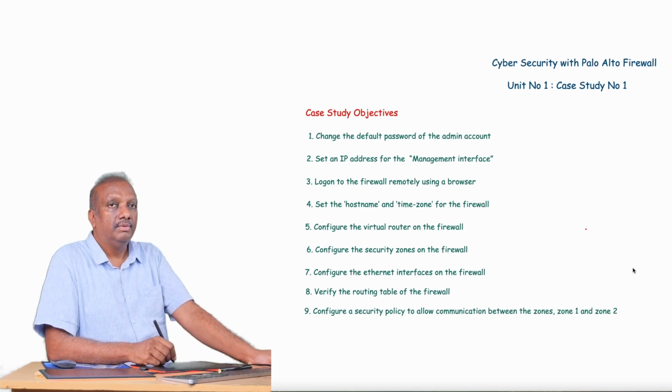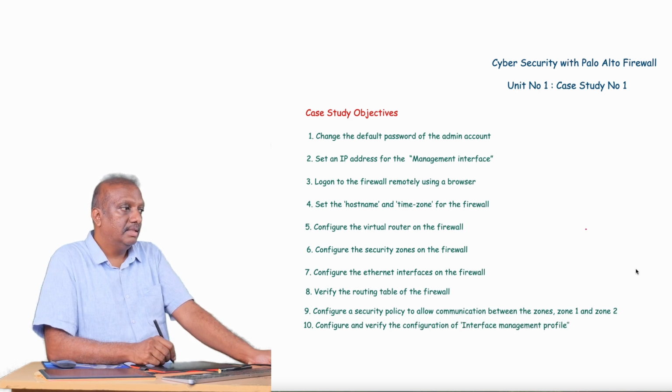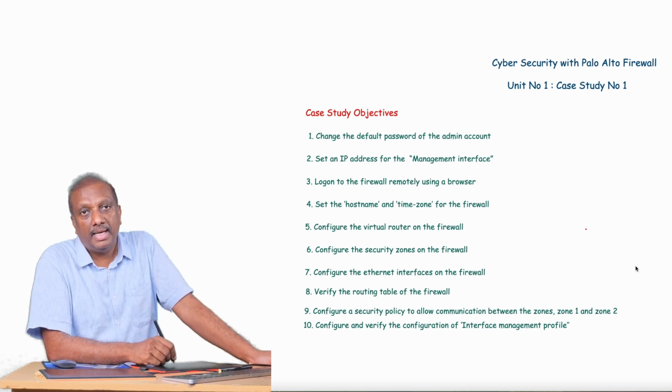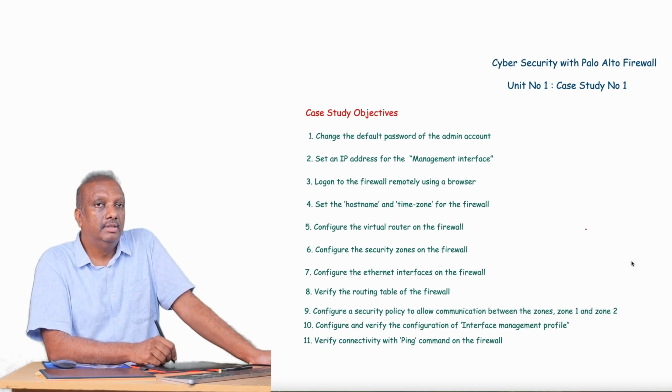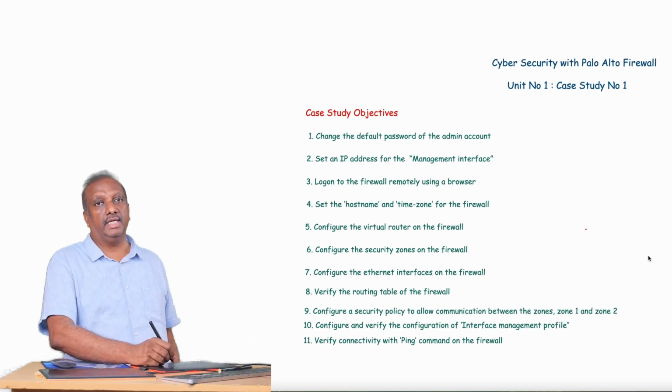And then we'll see how to configure a security policy on the firewall to allow the packets, asking the firewall to allow communication from one zone to some other zone. Then we see how to configure an interface management profile on the Palo Alto Firewall and also verify the configuration. Then we verify the connectivity by giving the ping command from the firewall to the systems around the firewall. So these are the objectives of this particular case study.